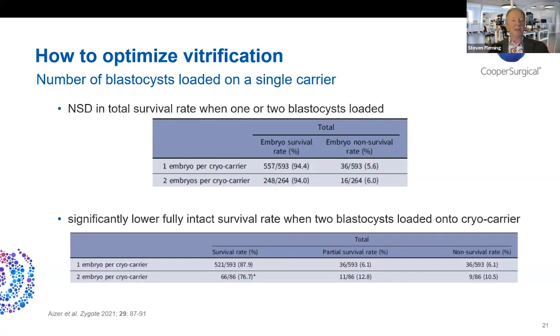loading of blastocysts onto a single carrier. So ideally, in an ideal world, we'd always load a single oocyte or embryo onto each carrier. But in practice, it's not unusual, for example, for 1 to 5 oocytes or 2 to 3 cleavage stage embryos in particular to be loaded onto a single carrier. However, this study demonstrates the potential risk inherent in overloading a carrier, since although you can see in the upper table that there was no significant difference in cryosurvival rates when 1 or 2 blastocysts were loaded, in the lower table you can see that fully intact blastocyst cryosurvival rates were significantly lower, however.